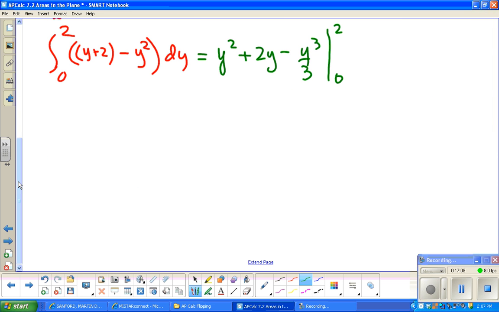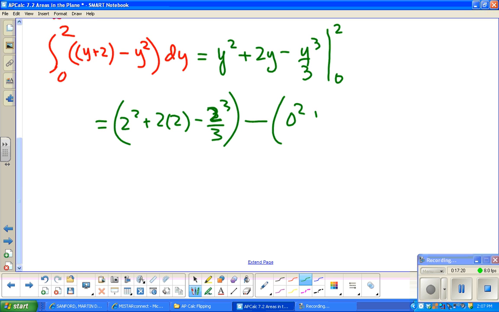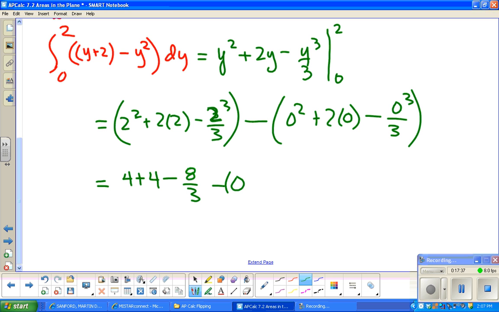Okay, so plug stuff in. So 2 squared plus 2 times 2 minus 2 cubed over 3, minus 0 squared plus 2 times 0. I know many of you are going to just write 0, and that's fine, just as long as you're being careful about things like trig functions or addition or subtraction in there. Okay, so this is 4 plus 4 minus 8/3 minus 0. That's that whole group there, right? So this is 8 minus 8/3, also known as 24/3 minus 8/3, and that's 16/3.